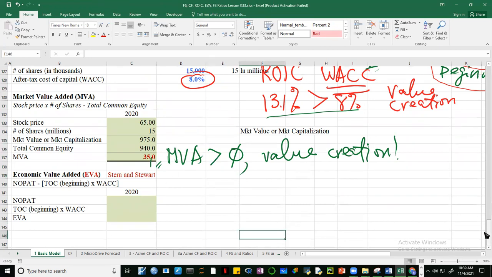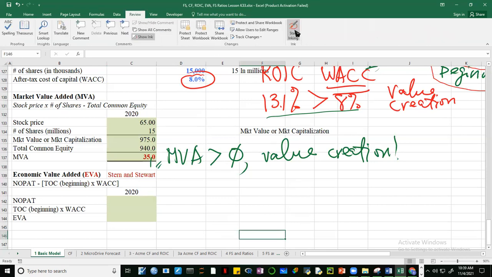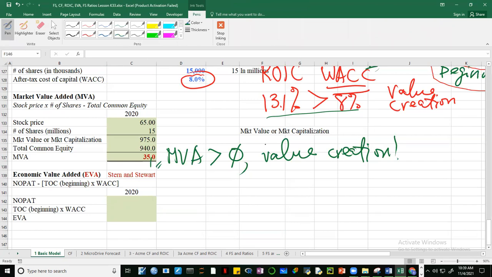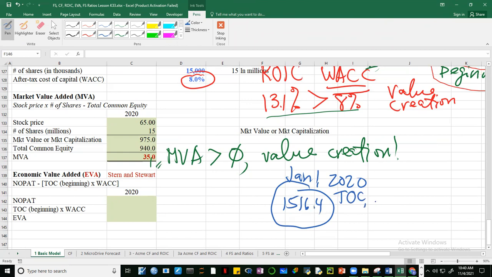Okay, there's a story again. Let's go back to the story as usual. And I'm using this story, guys, because we will understand this measure better if we know the story behind the measure. Once again, guys, January 1, 2020, management was provided 1516.4 of TOC beginning. So management was given 1.516 billion pesos.